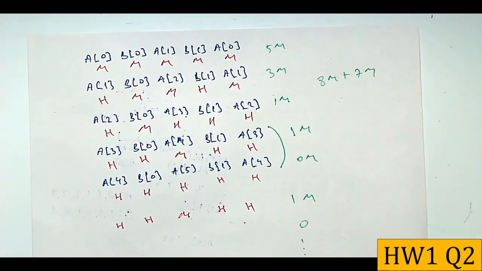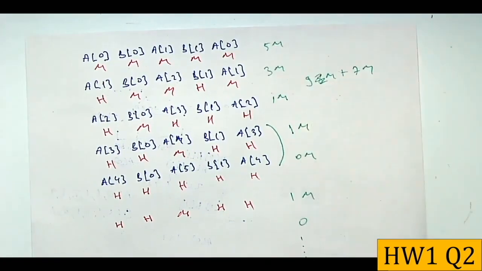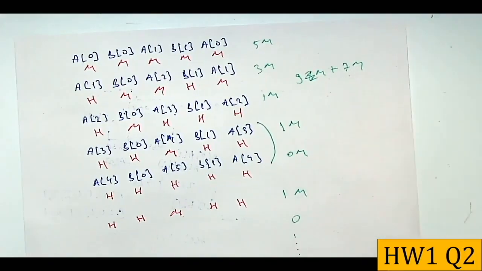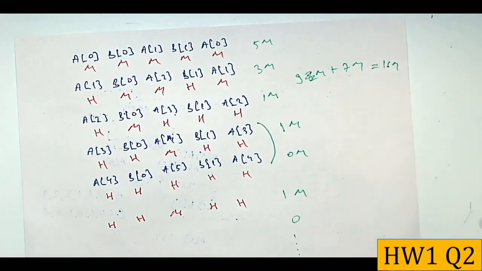Sorry? 13. Yeah, it's 7, isn't it? Oh, yeah, okay. Sorry. This is 9. Okay. Yeah, so in total we have 16 misses.